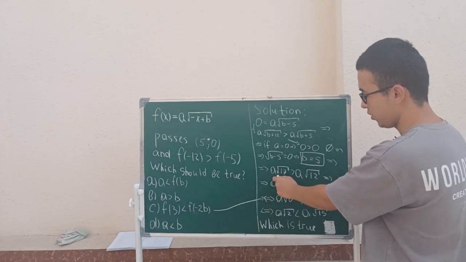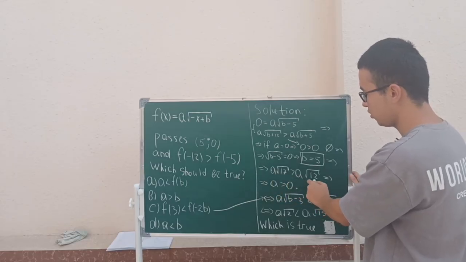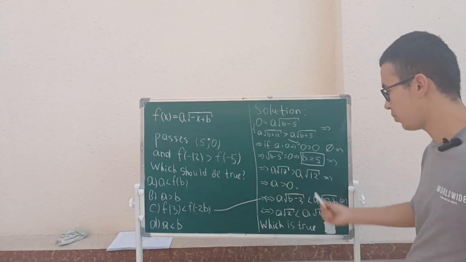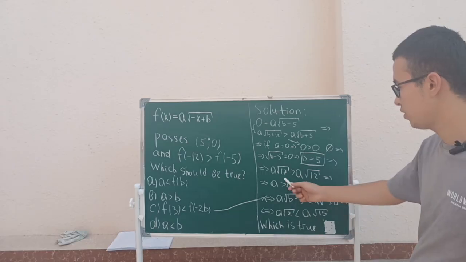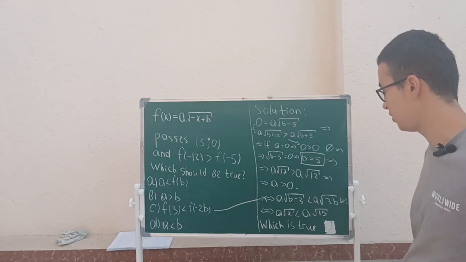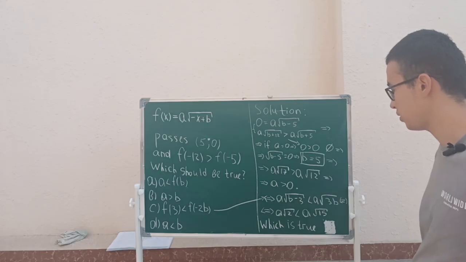So if you plug b equal to 5 in the second equation, we can see that a times the square root of 17 is greater than a times the square root of 12. So because the two square roots are positive, that means that a has to be positive as well.